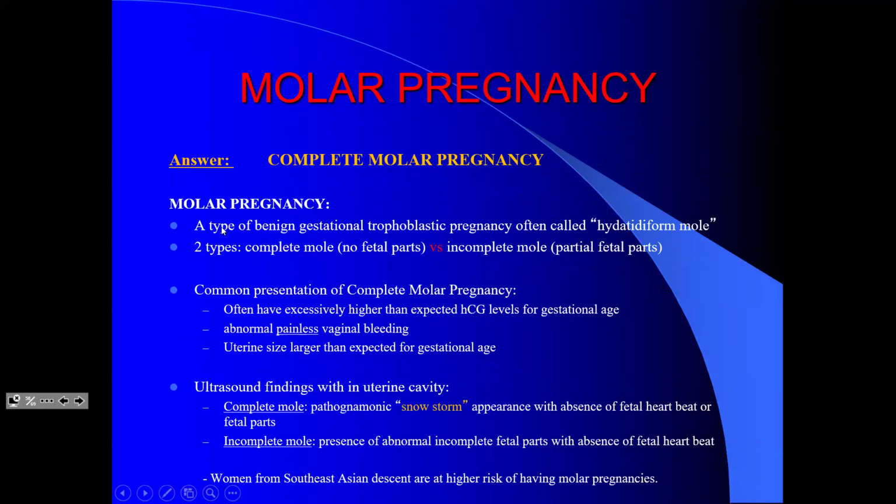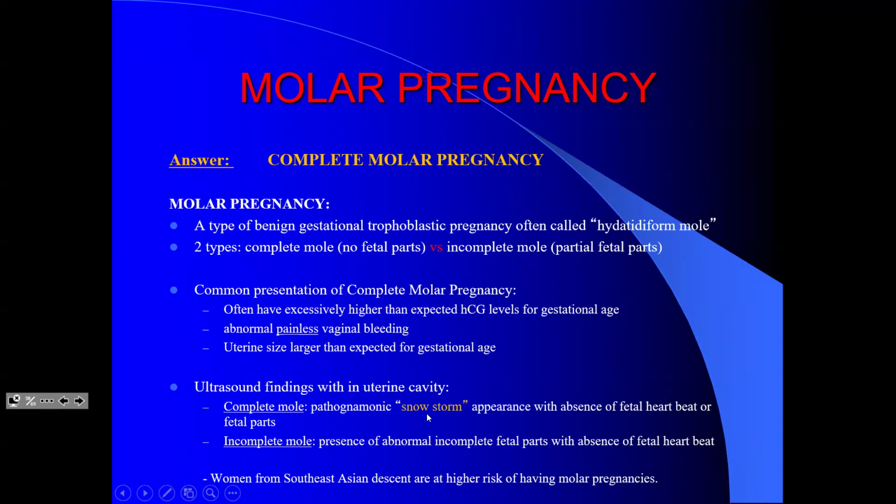We know that there are two types of molar pregnancy. One with no fetal parts, which is complete mole, and one is incomplete mole with partial fetal parts. So what do you do? You check the beta hCG levels. The beta hCG levels would be very high as compared to normal pregnancy. The patient presents with painless vaginal bleeding, and sometimes they also pass vesicles. The uterus size is also larger for age.